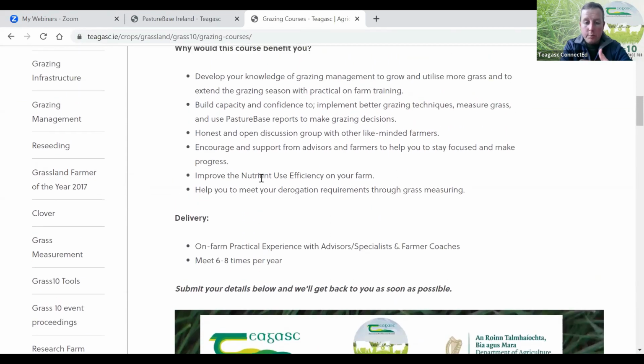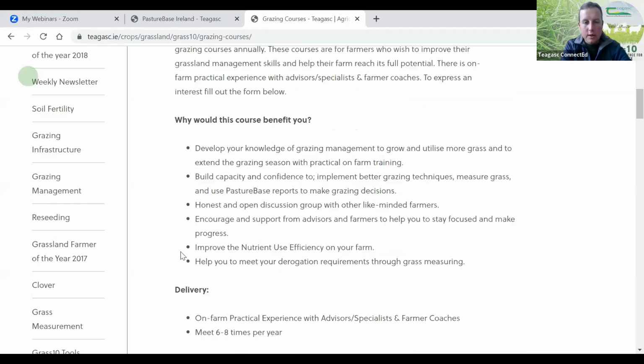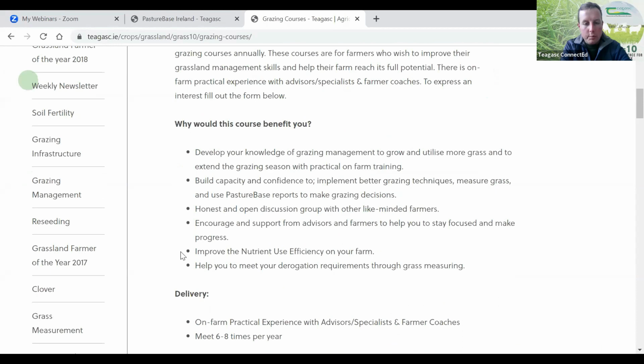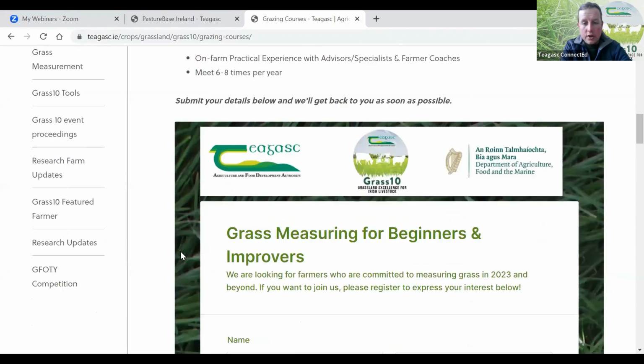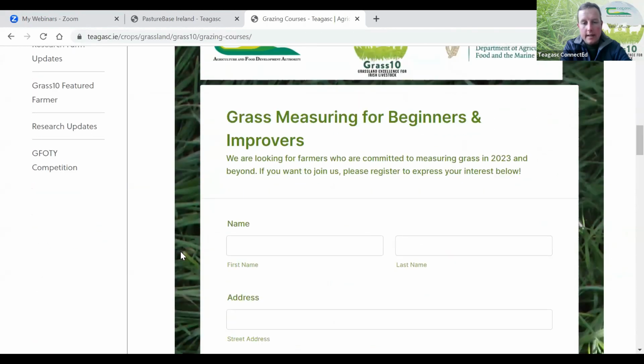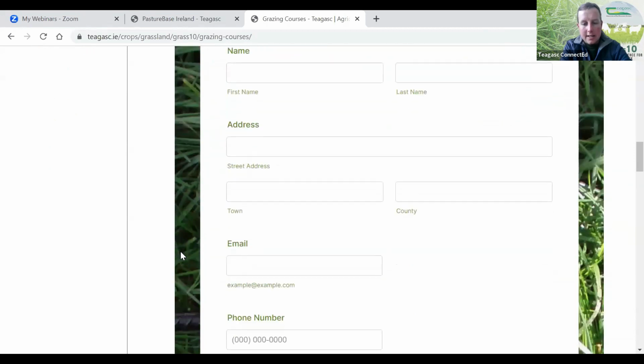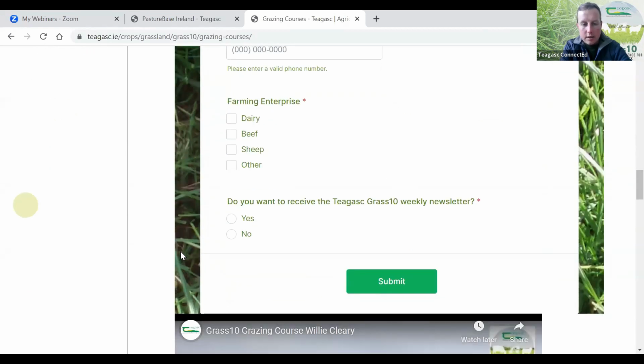There's no better group than the Grass10 groups to do that in, because we're meeting on farm. It's very practical. You're with a group of like-minded farmers. You have the expertise from us in Grass10 to guide you along the way. We meet regularly throughout the year, maybe 6 or 8 times, depending on the demands of the group. If you're interested in joining a group like that, enter your details on this and express interest, and we'll get back to you in the next couple of weeks.